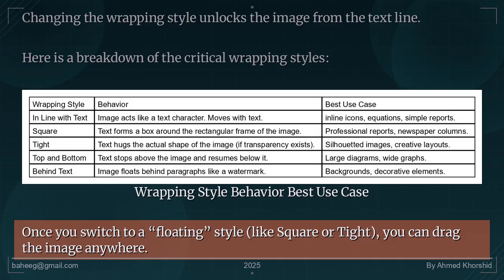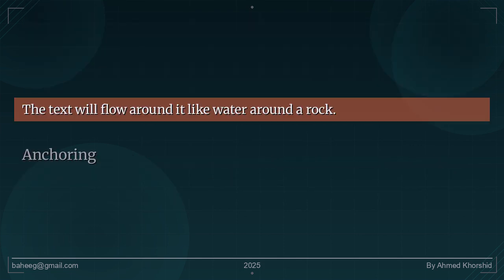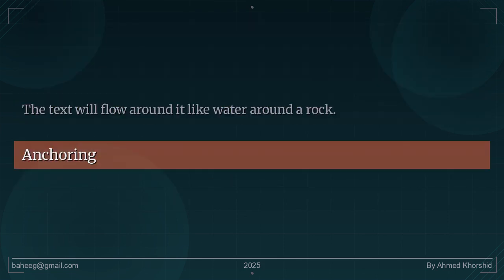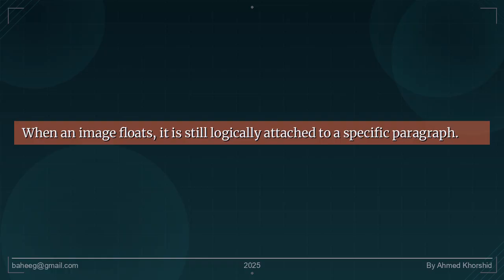Once you switch to a floating style, like square or tight, you can drag the image anywhere. The text will flow around it like water around a rock. Anchoring. Figure: a visual guide comparing in line with text, image sitting on a line, versus square wrapping, text flowing around the image box.